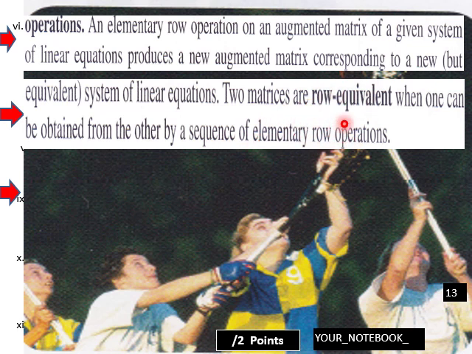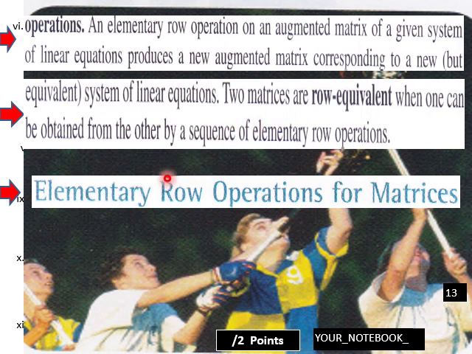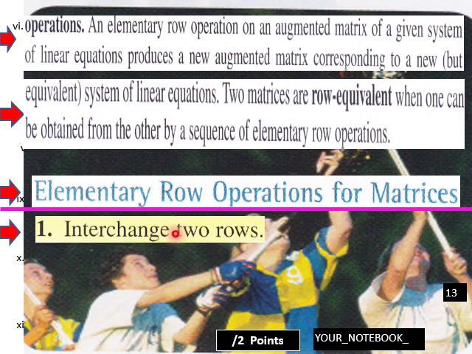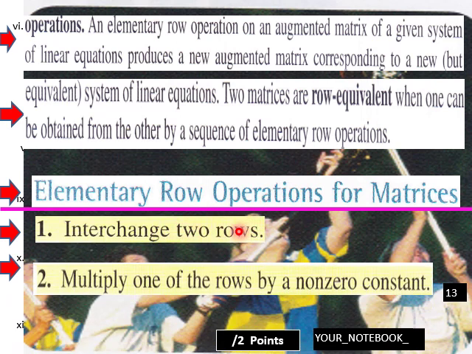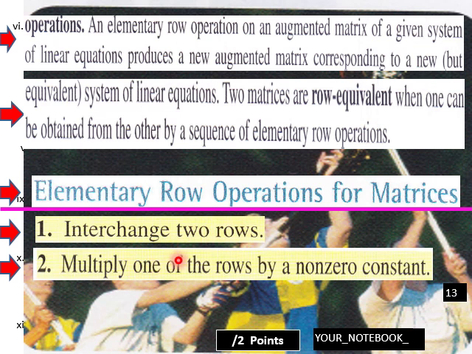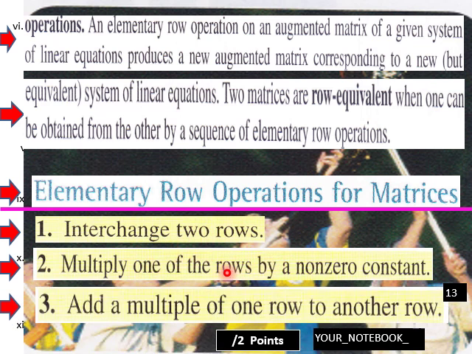So here is the basis that we use to do elementary row operations for matrices. Number 1, interchange 2 rows. Number 2, multiply one of the rows by a non-zero constant. And then 3, add a multiple of one row to another row. So that's all allowable to do row operations.